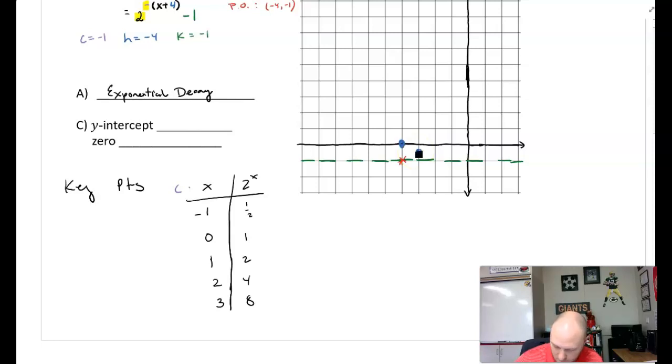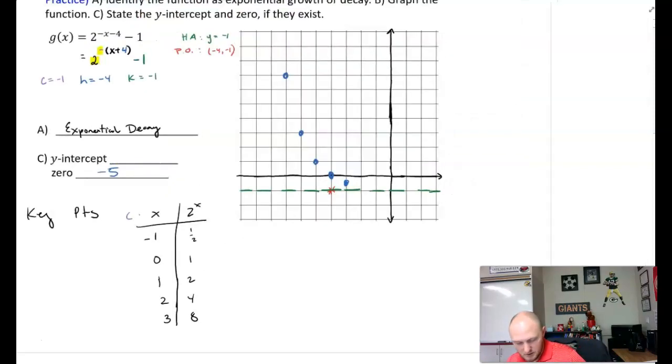0, 1. Well, there is my 0. That looks like it's at negative 5. Okay. That is not affected by the C value. 1, 2. So normally I would go right 1, up 2, but I have to reflect. I'm going left instead of right. So left 1, up 2. Left 2, up 4. And left 1, 2, 3, up 8. 1, 2, 3, 4. Right there. Okay.